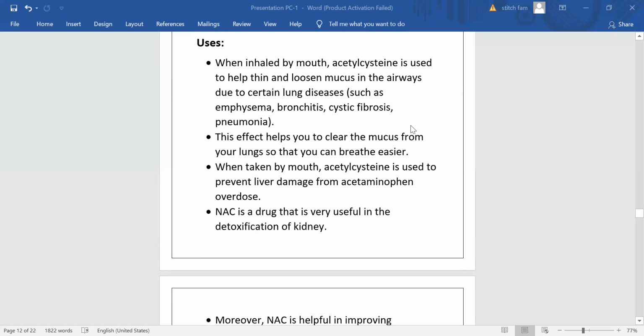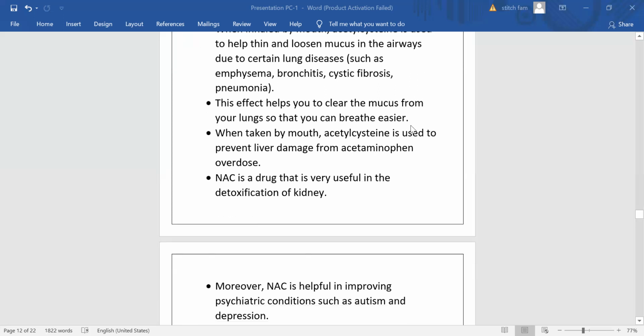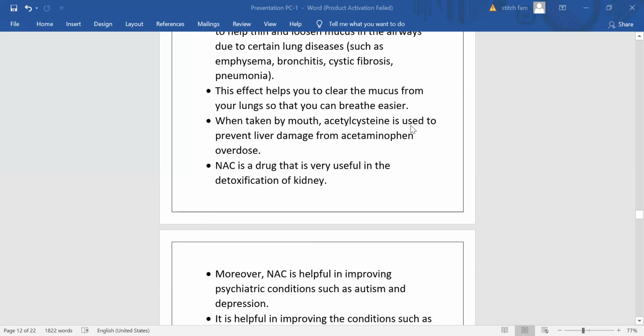Next, this effect helps you to clear the mucus from your lungs so that you can breathe easier. The next point is when taken by mouth, acetylcysteine is used to prevent liver damage from acetaminophen overdose. And acetylcysteine is a drug that is very useful in the detoxification of the kidney.